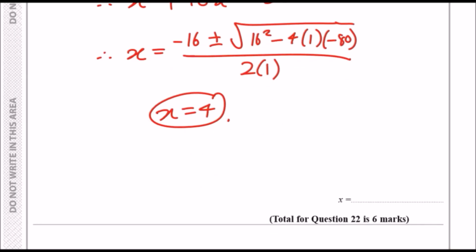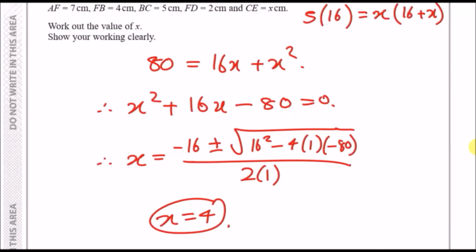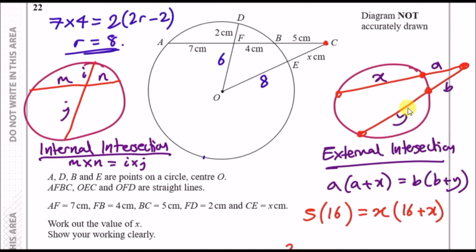And because it's 6 marks, I mean, it seems like a lot of work. But anyway, guys, if this is right, thank you. But otherwise, I'd like to hear your comments on this one. What do you think about these methods? But otherwise, let's move on to number 23.